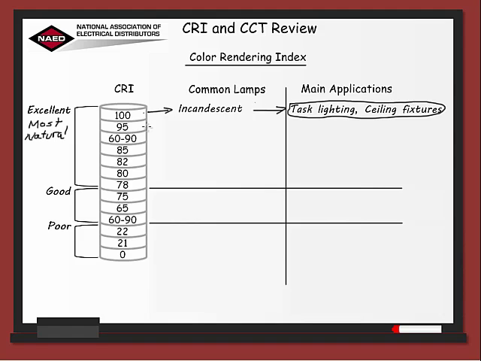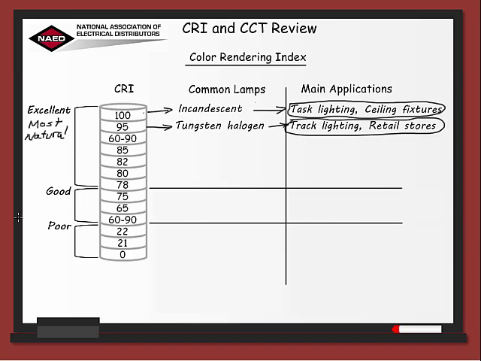Another example is the tungsten halogen. It is commonly used in track lighting to highlight or spotlight determined areas, and tungsten halogen lamps are also used as accent lights in retail stores. So naturally, our eyes are drawn to this type of lighting.